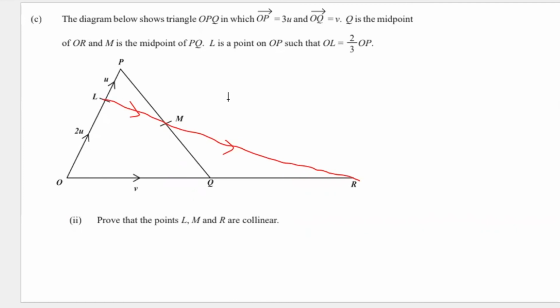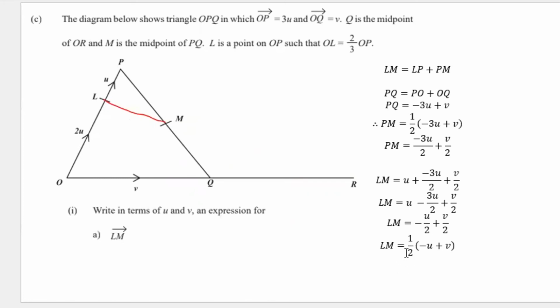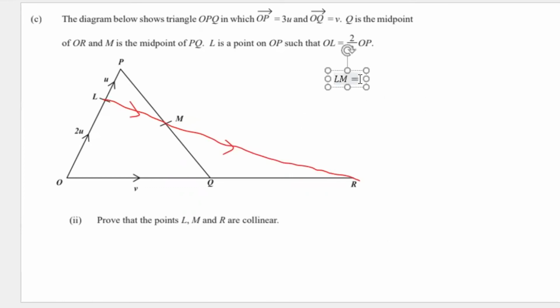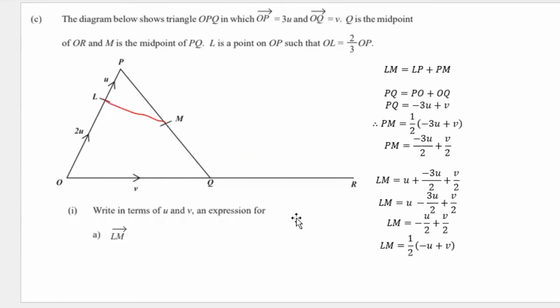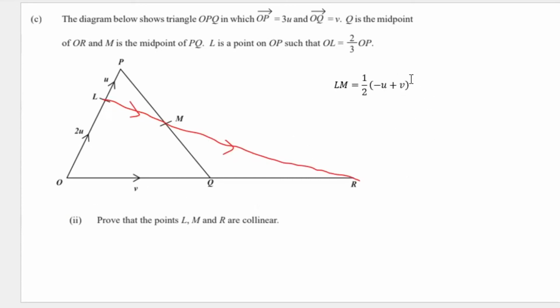We're first going to find LM, which we don't have to work out because we found LM in the first part of the question. LM, we got a half bracket minus U plus V, or if you wrote it as minus U over 2 plus V over 2. So that is LM. Now what we're going to find is MR.